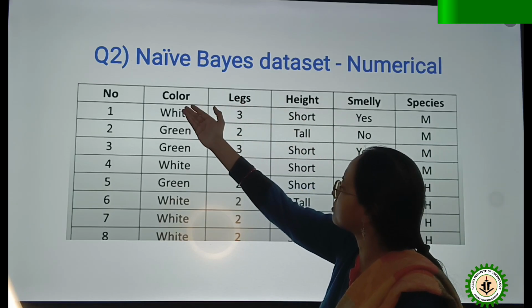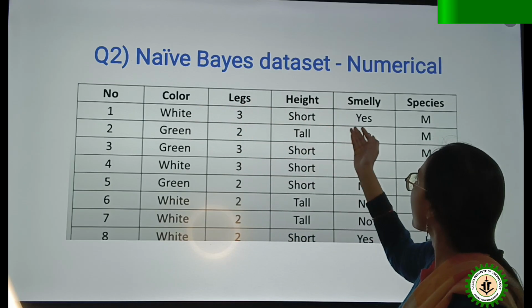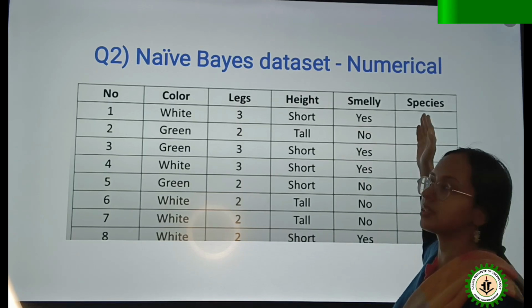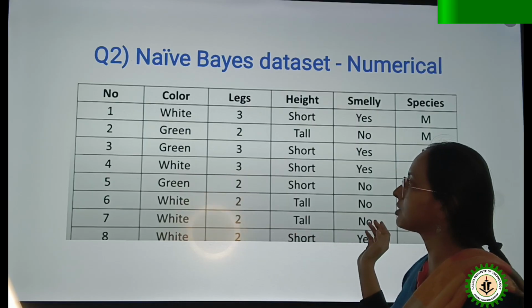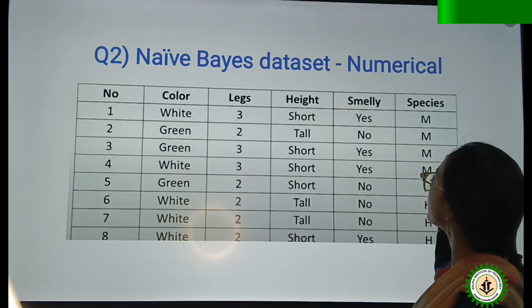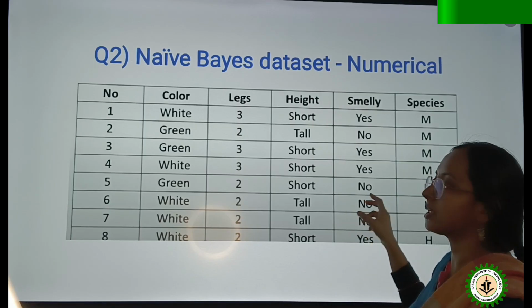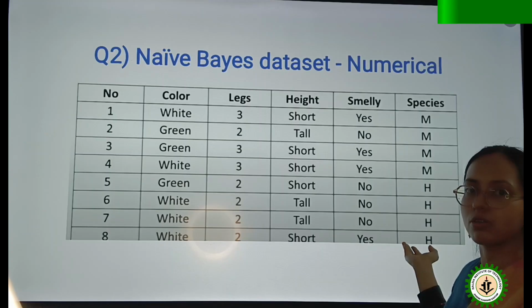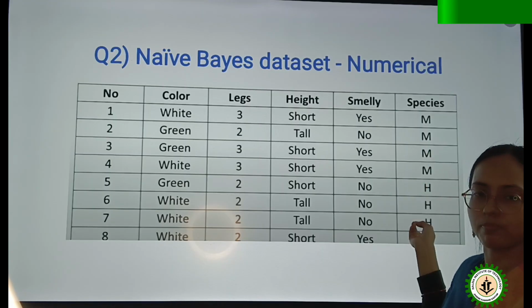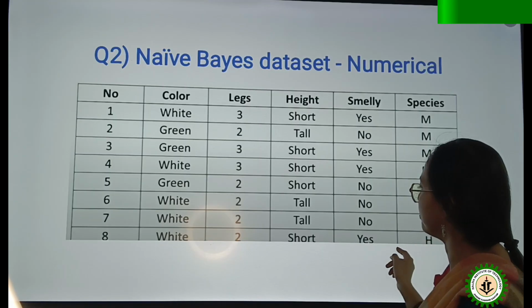Let us assume those are color, legs, height and smelling. And as you can see, this is the species, which is my target column. So depending on the values of these features, we are going to predict for a test instance whether it will fall under species M or species H. Here also we can see only two distinct values are present inside the species column.